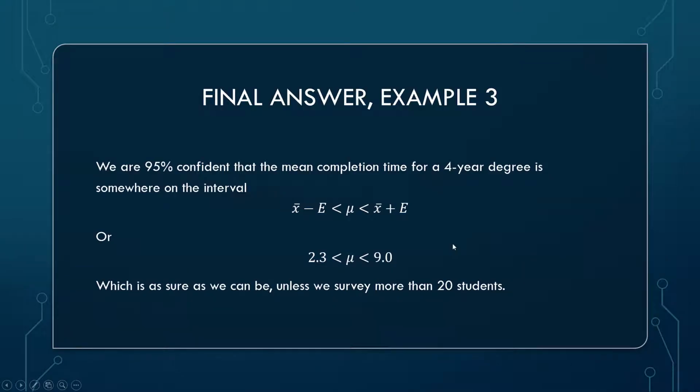That said, this is not great, right? This is a huge interval here. This is huge. It takes somewhere between 2 years and 9 years to get a 4-year degree. Okay, that's not terribly insightful. So let me ask you this.